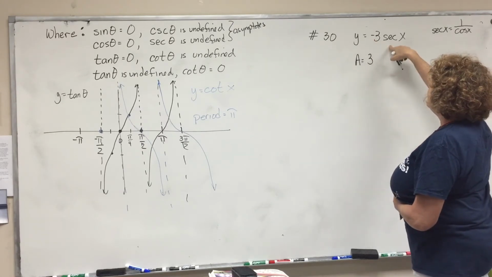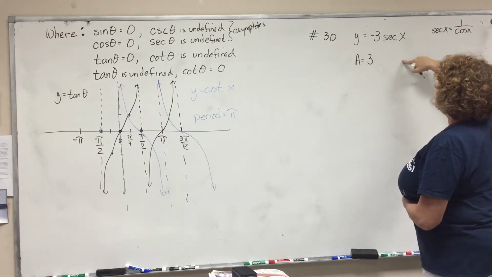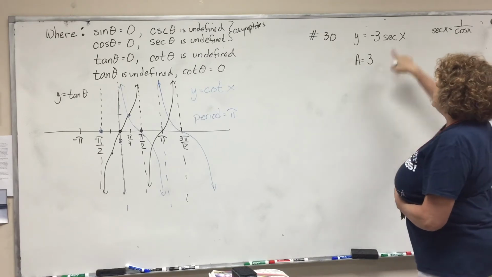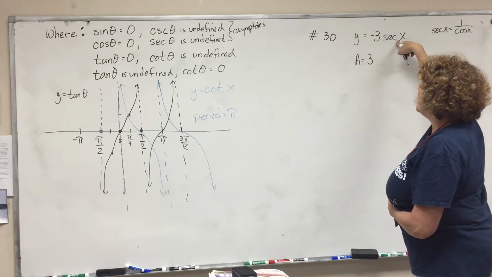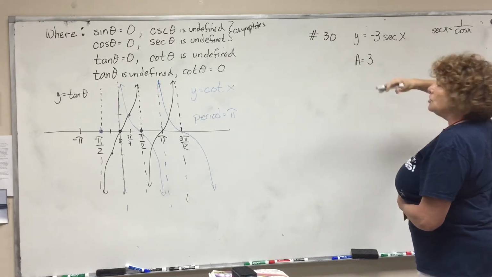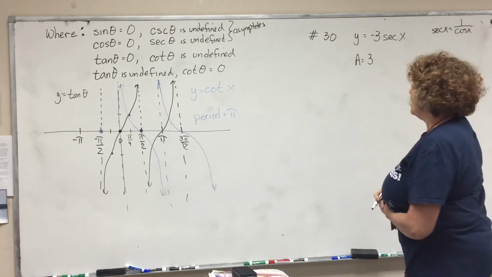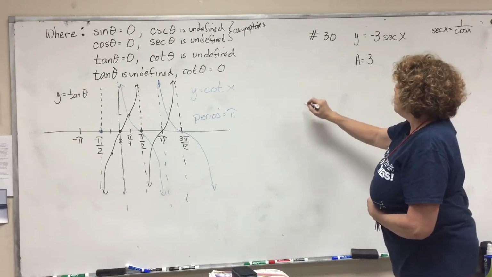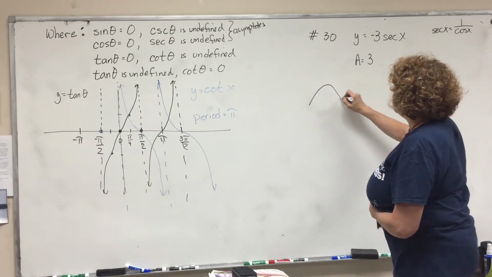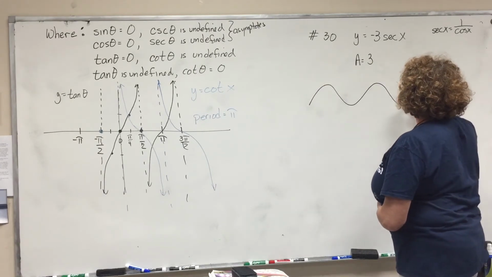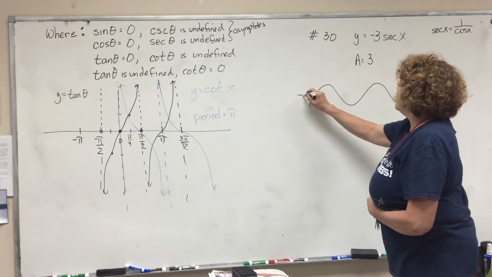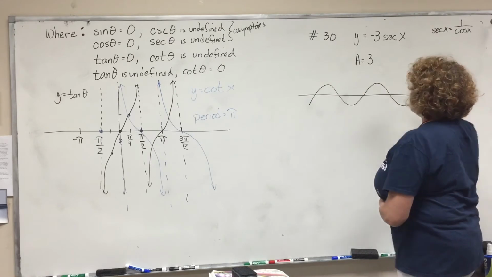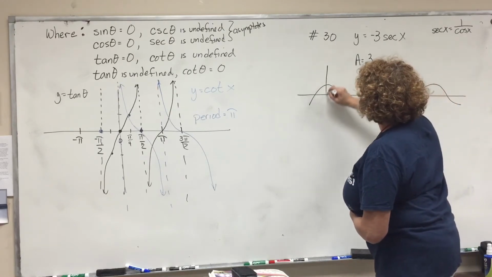It's negative, so negative means it's going to valley at 0. It's got a period of 2 pi because there's no number in front of there except 1. And there are no up or down or left or right shifts. So we're going to sketch it by making a few curves. We're going to go through there and through here.